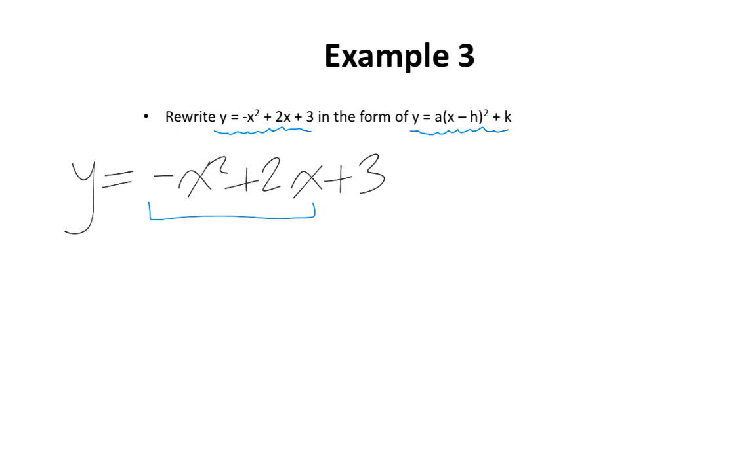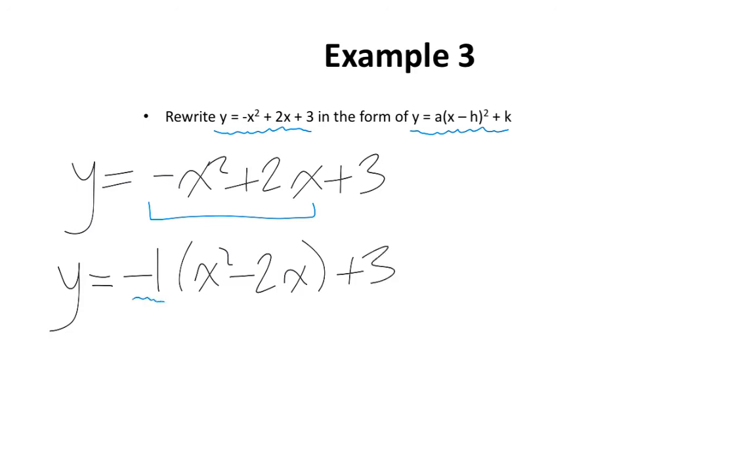Out of the two terms that I underlined, you can factor out a negative 1. So I'm going to do that. Now, you do not need to write the 1. You can just leave it as a negative sign. However, I am leaving it as negative 1.